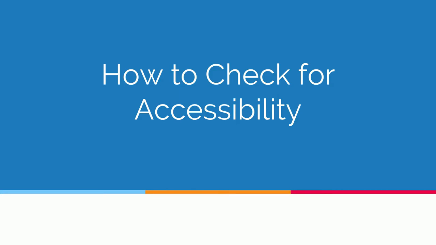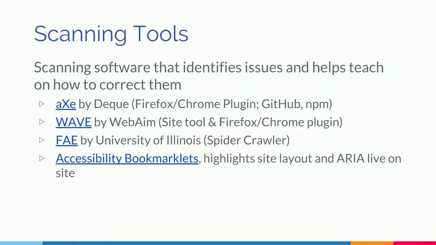How to check for accessibility. There are several scanning tools out there. These are the favorites that I'm presenting, that I have been using for the last several years working at Rutgers. There is Axe by DQ. It is a plugin for both Chrome and Firefox, but it also has its own GitHub and NPM library you can actually install into the back end of your system and have it do automatic scanning. Do not ask me how that works because I am not a back end developer, so I don't know.